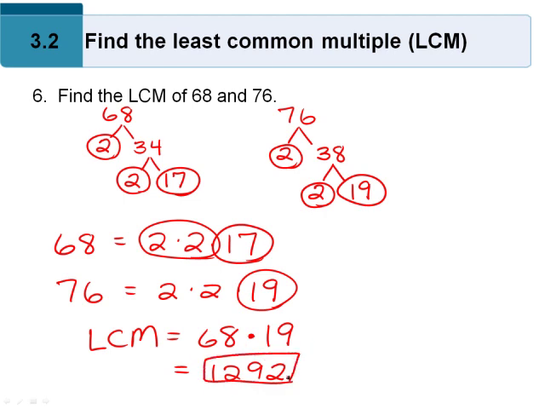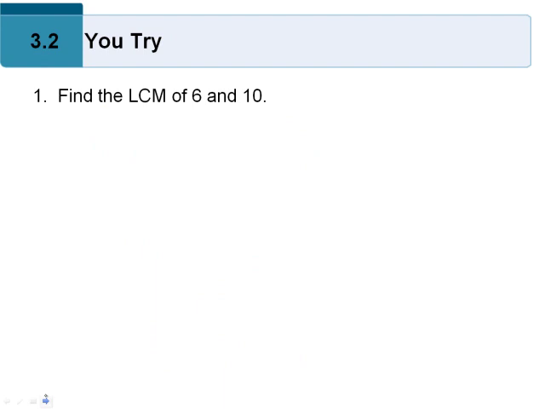Big number. All right. So now, here's some you tries. So pause the video, try these on your own. I think that there's 4 or 5 of these. There might be 5, okay? And you can go back and check yourself.